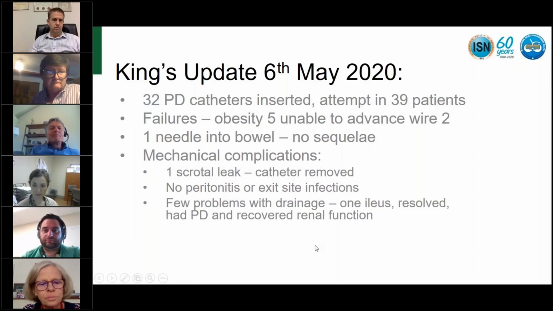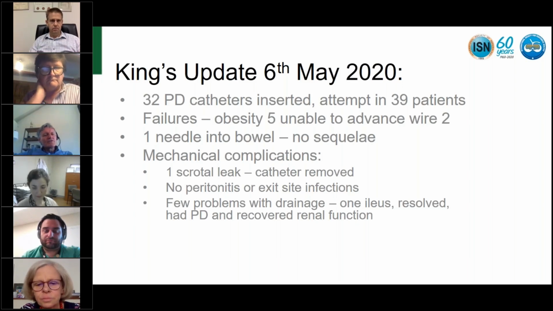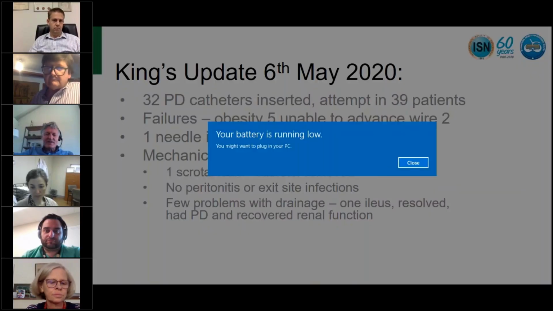There we go. So just a quick update on where we are. This is data as of yesterday or today. So in total, Edwina said we'd put in 27 catheters. We've now put in 32 catheters in total. They're all put in under local anesthetic.